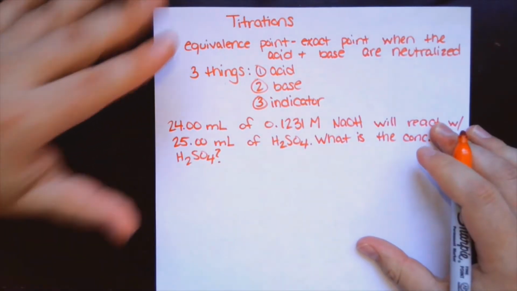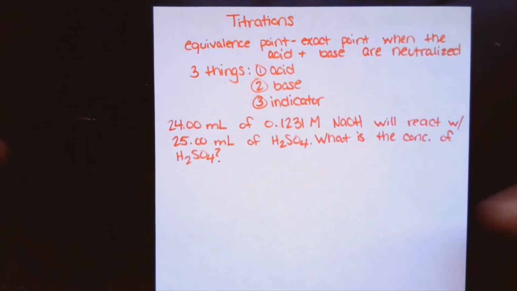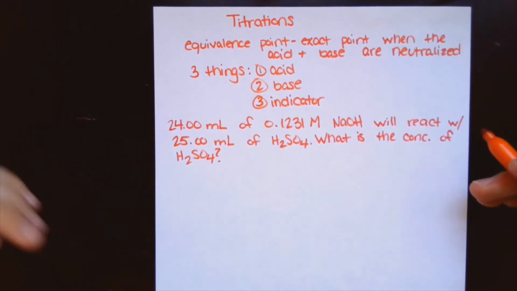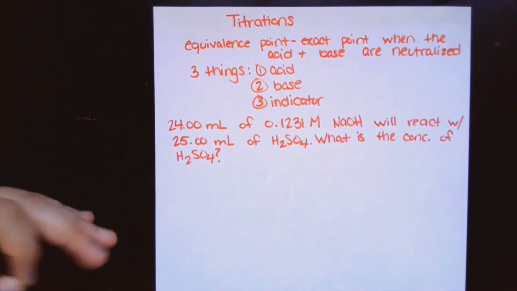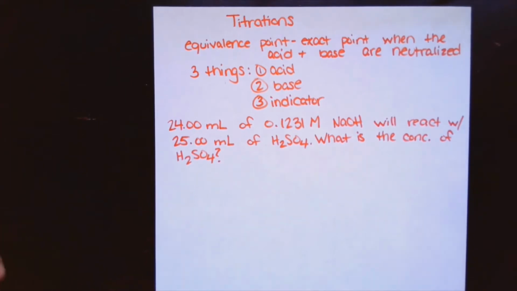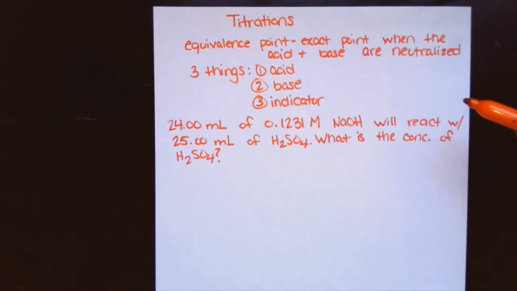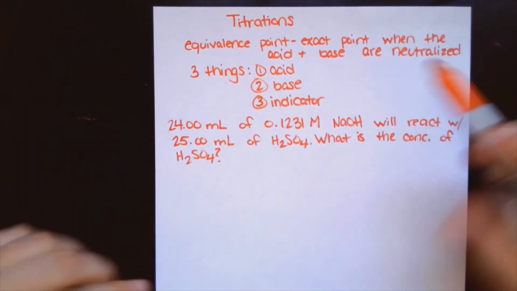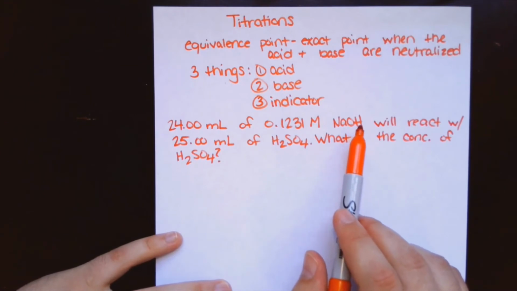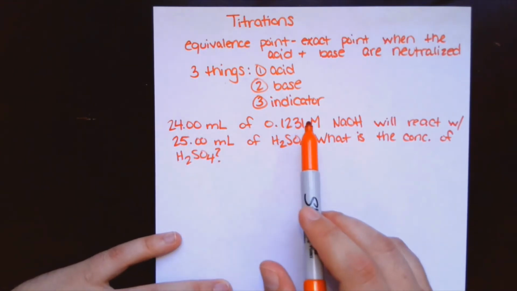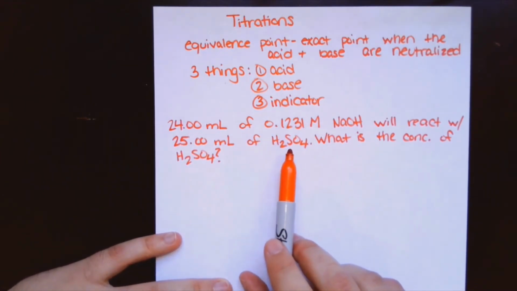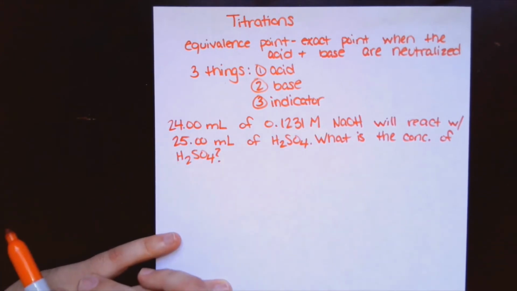For the acid and the base, for one of the two, you'll always be given a volume and a concentration, and for the other one, you'll only be given one of those two things, either the volume or the concentration. Whichever one you're not given both pieces of information for, you have to solve for that other piece of information. Here, for our base, sodium hydroxide, we're given the volume and the concentration, but for our acid, sulfuric acid, we're only given the volume. So that's why we need to find the other piece of information for the acid.